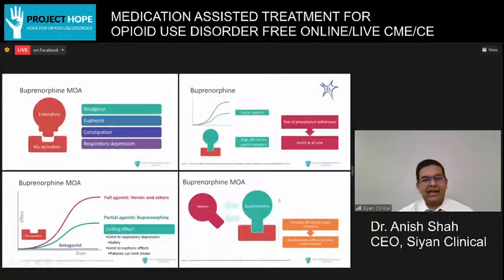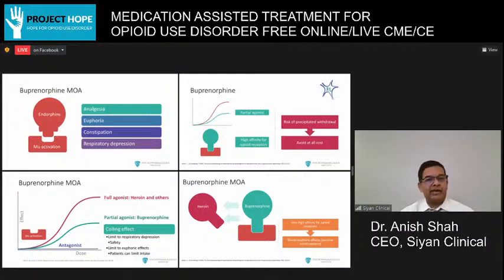Okay, now the next slide is for how buprenorphine, or Suboxone, works. Buprenorphine is a partial agonist and an antagonist. So when somebody uses, for example, a full opiate agonist, what they experience is analgesia, euphoria, constipation, and respiratory depression. And this is when people use opiates like oxycodone, hydrocodone, and heroin.